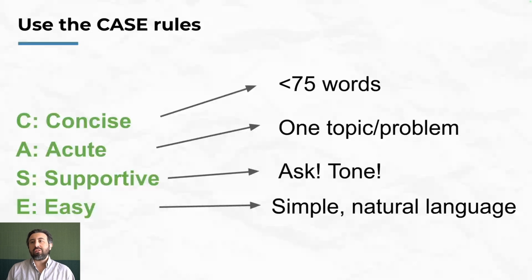And then finally, for easy, we really want to be as easy as possible to understand. What is the simplest possible way that we can express our product and use the language that prospects are familiar with? Maybe there's a little bit of industry jargon that you can sprinkle in, but I would still suggest that you really, really should use the simplest possible words.